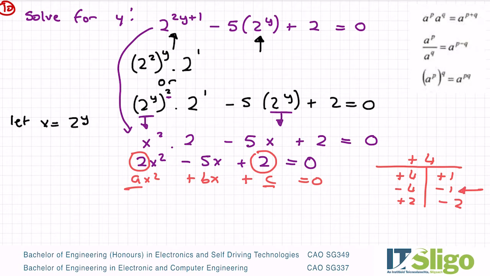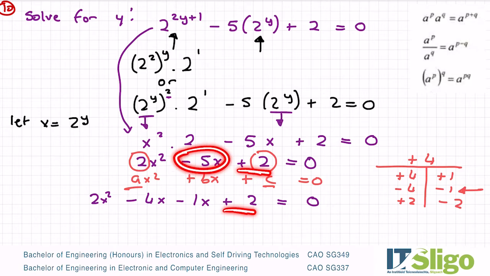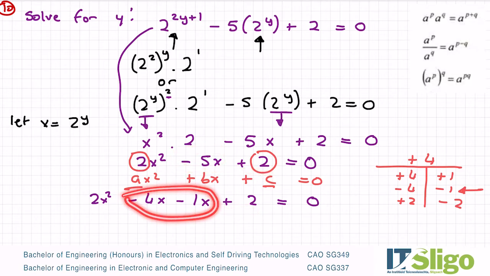Okay, so I rewrite my quadratic. The 2x squared stays the same. Instead of minus 5x in the middle, I use minus 4x minus 1x, because that also adds up to minus 5x. Plus 2 equals 0. So the 2 stays the same. So minus 5x just gets replaced by minus 4x minus 1x.